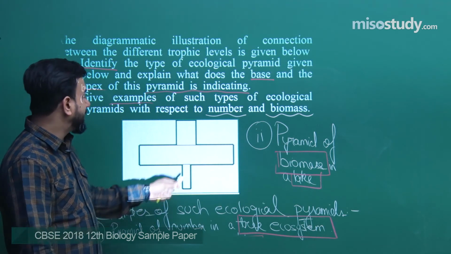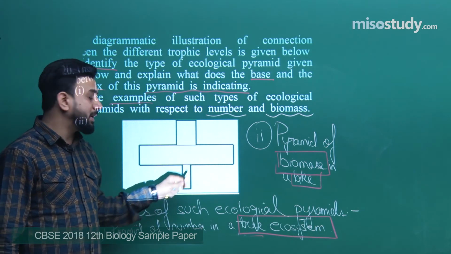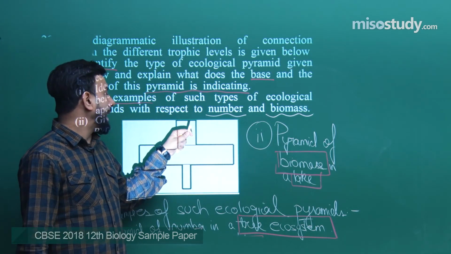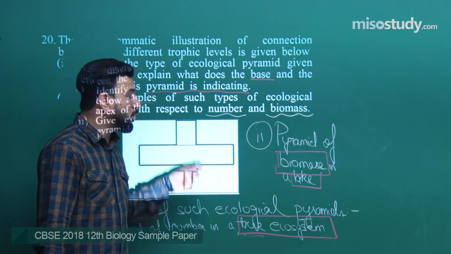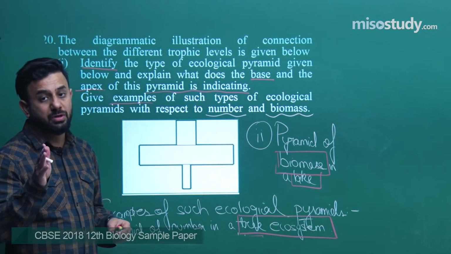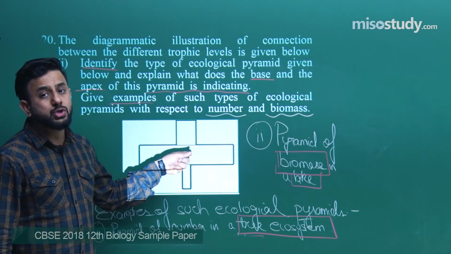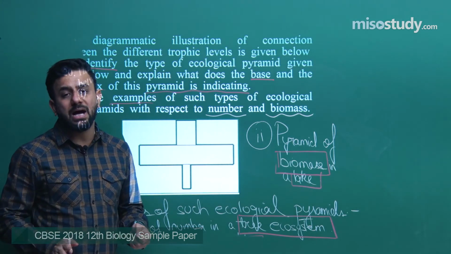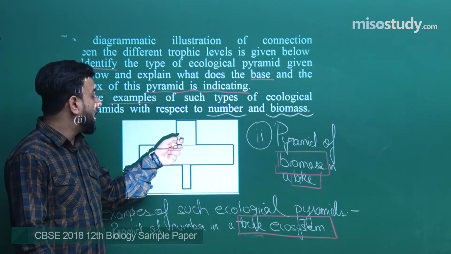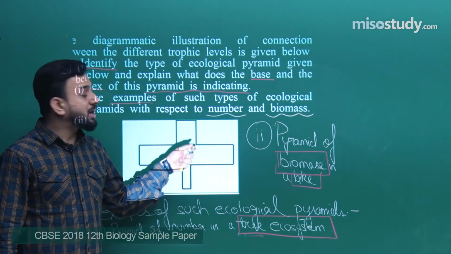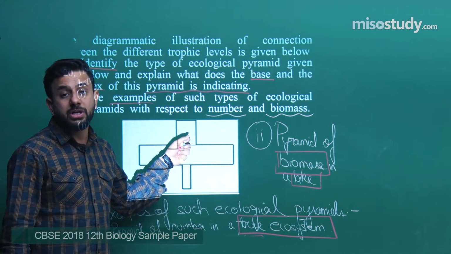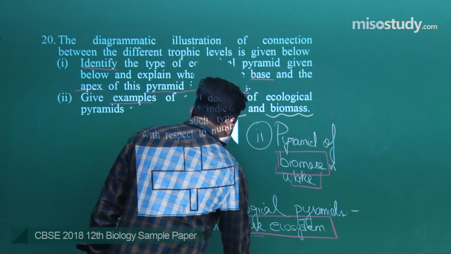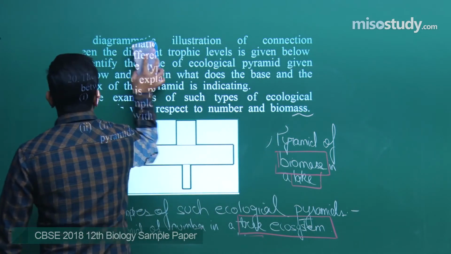And we have already seen this is a spindle-shaped pyramid. This base is representing the producers, that is the first trophic level, the second, and this will be the third trophic level, and we already know the third trophic level is the primary carnivore. These will be the second trophic level, and these are the herbivores. What are herbivores? Those animals which feed on plants. Then those animals which feed on these herbivorous animals belong to the primary carnivores or the tertiary trophic level. Got it? So, we are done with this question, and now we will be moving with the next question.